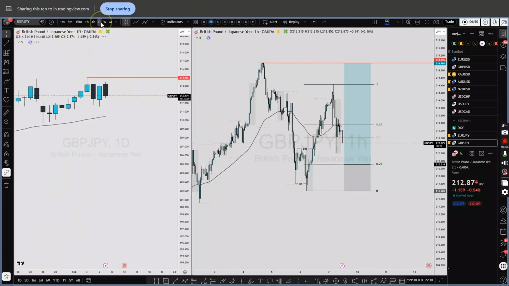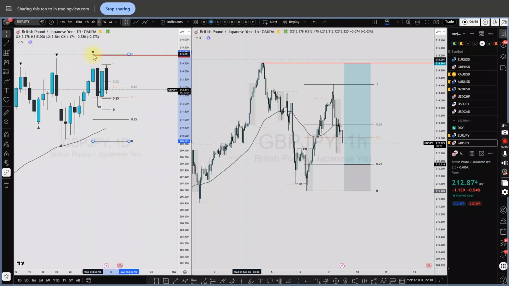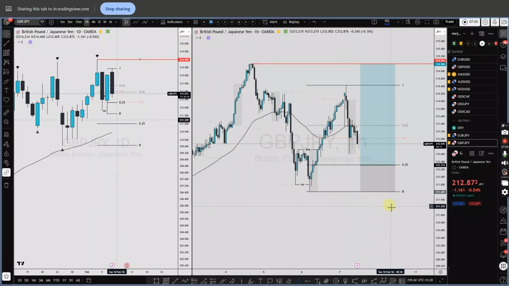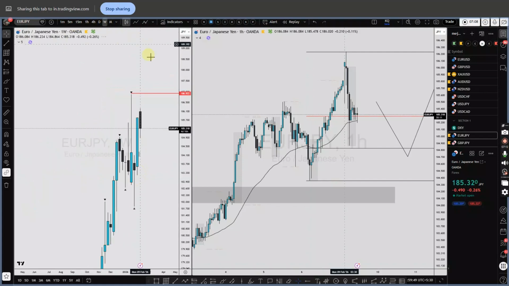So let's see how the setup actually unfolds. This is not a high probability setup because the HPL is not that clear and the weekly bias is not that lining up. But still I'm going to look for long and I'm going to get involved with a lower risk in this one. EJ is actually more high probable than GJ.